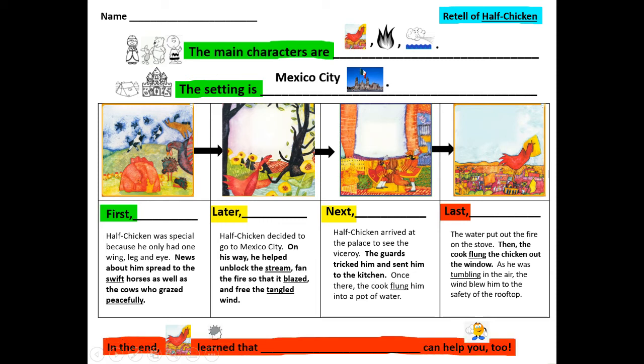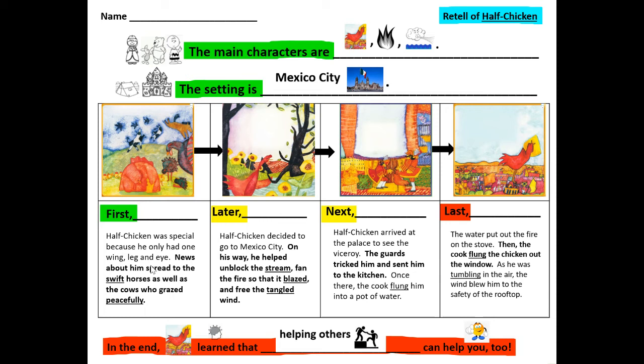So, what did Half Chicken learn? What was the lesson or moral of the story? In the end, Half Chicken learned that, what did Half Chicken learn? Well, in the end, Half Chicken learned that helping others can help you too. If you help others, chances are they will help you back.